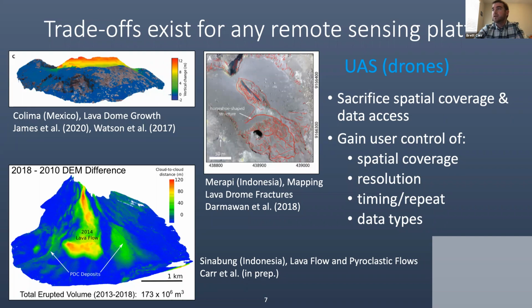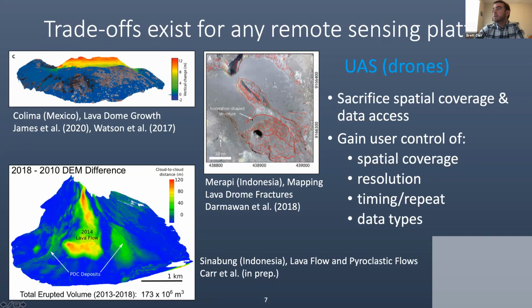And so the most common thing to do with the visual images, in addition to just using them to monitor and look at the terrain from unique perspectives, is you can use photogrammetry to create visual orthophotos and digital elevation models of areas, and then you can repeat these surveys, and so you can get repeat DEMs and look at volume change. The examples on the left are showing dome growth at Colima in Mexico, and also the placement of the lava flow and pyroclastic flows at Sinabung.